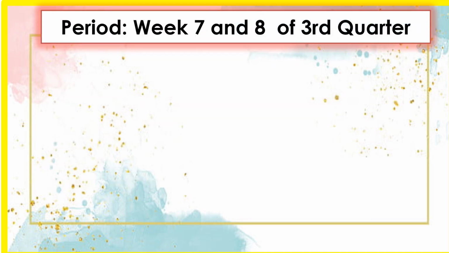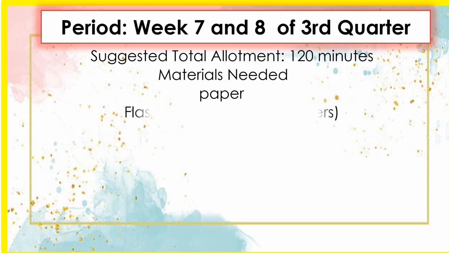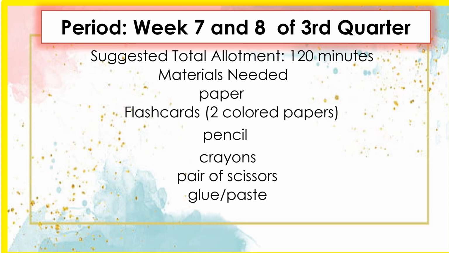Period, week 7 and 8 of third quarter. Suggested total allotment 120 minutes. Materials needed: paper, flashcards, 2 colored papers, pencil, crayons, pair of scissors, glue or paste, and recyclable materials.